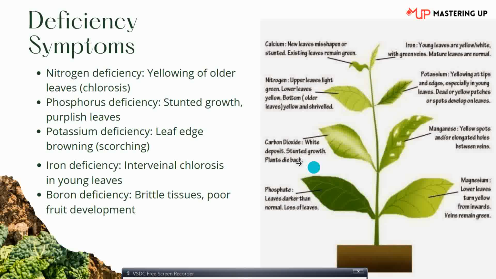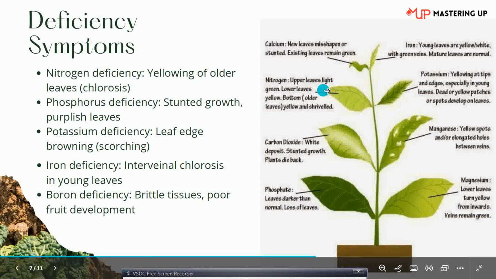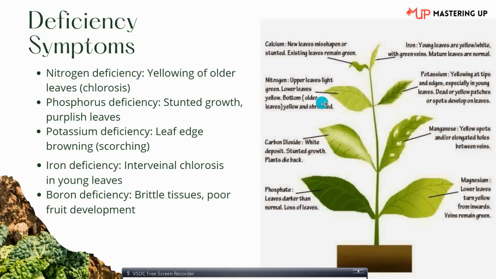And carbon dioxide: white deposits, stunted growth, plant die back. Die back means they bend backward and die. And nitrogen: upper leaves light green to yellow, and lower leaves yellow; bottom, older leaves yellow and shriveled. So basically chlorosis is happening. These are the deficiency symptoms of some of the nutrients.